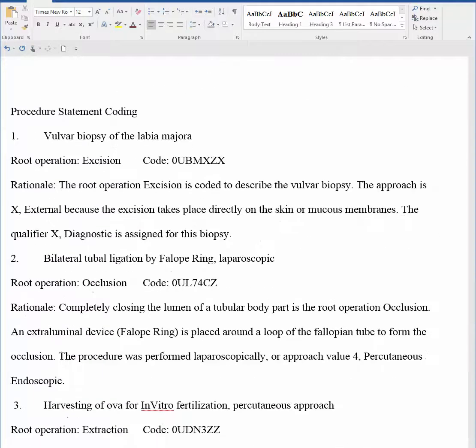We move on to the procedure coding statement. You have 10 of them. The first one is a vulvar biopsy. Biopsy equates to removing some tissue, not an entire piece of any piece of anatomy. Root operation is excision. This is the vulva, which is external genitalia of a female. So there is no incision required to get to it.